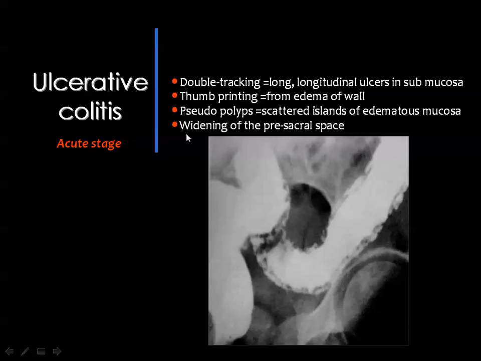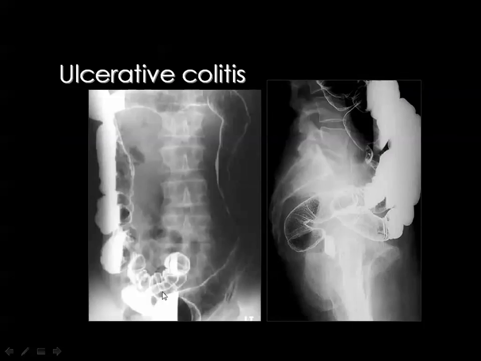Then this is considered in the era of barium enema as one of the diagnostic issues, which is widening of the presacral space due to spasm of the rectum. This is the granular appearance of the colon and the rectum and the sigmoid area, and this is considered the final or the pre-final stage of ulcerative colitis, with lead pipe appearance, spastic colon, loss of haustra, and even shortening of the colon itself.